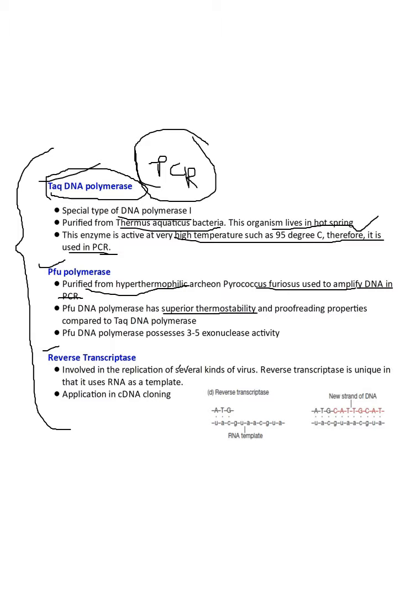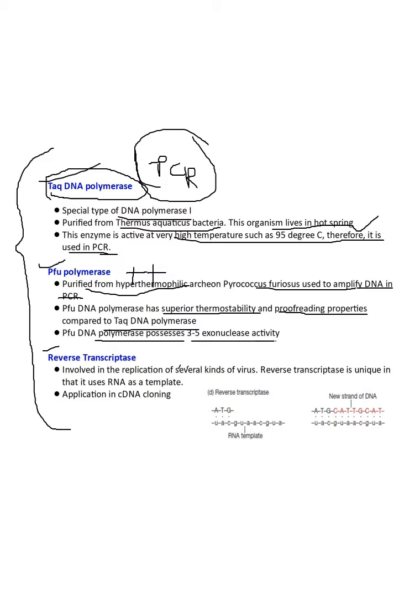So it has a superior thermostability and proofreading properties as compared to DNA polymerase 1. Alright, so this is definitely a plus point for Pfu polymerase. It provides thermostability, as well as a proofreading property or nuclease activity, as compared to DNA polymerase 1. And Pfu DNA polymerase possesses 3 to 5 exonuclease activity. So 3 to 5 exonuclease activity works in a reverse direction.